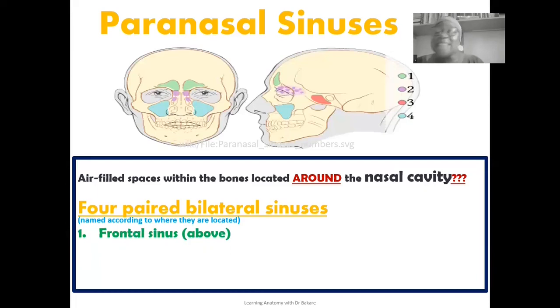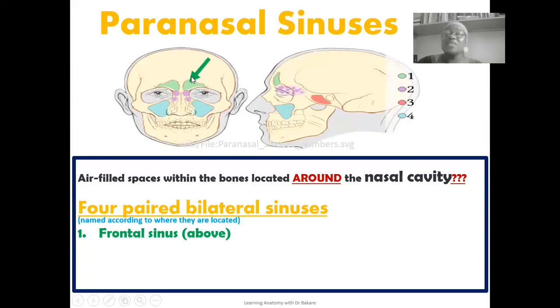We have the frontal sinus. The frontal sinus is seen to be located above the nasal cavity. And as the name implies, we've already stated that these sinuses are named based on the name of the bones that they are located within. This means that the frontal sinus is located within the frontal bone. And we know that the frontal bone is located in the anterior forehead region. So this is where we have the frontal sinus.